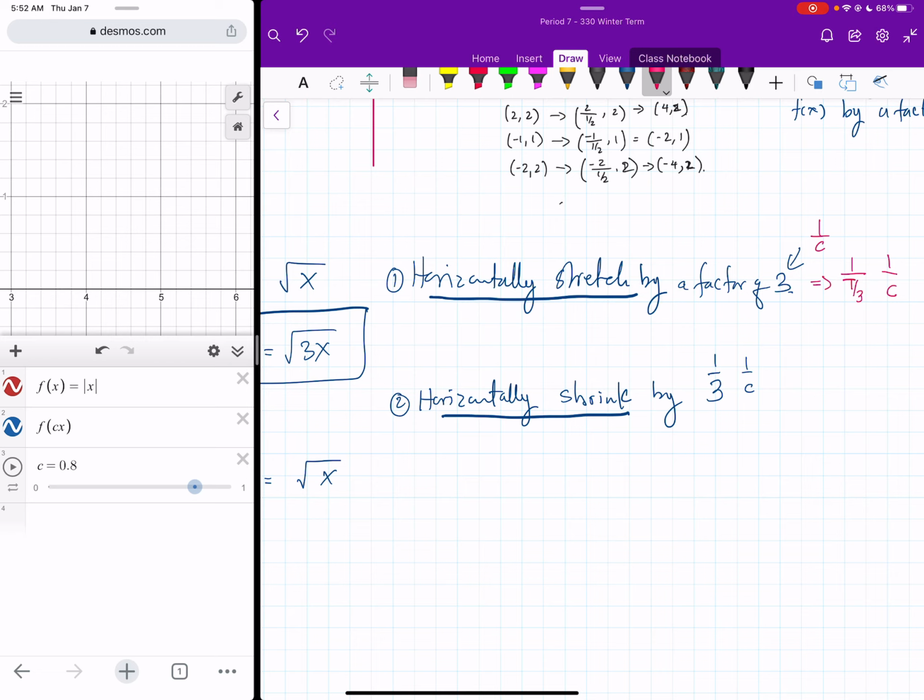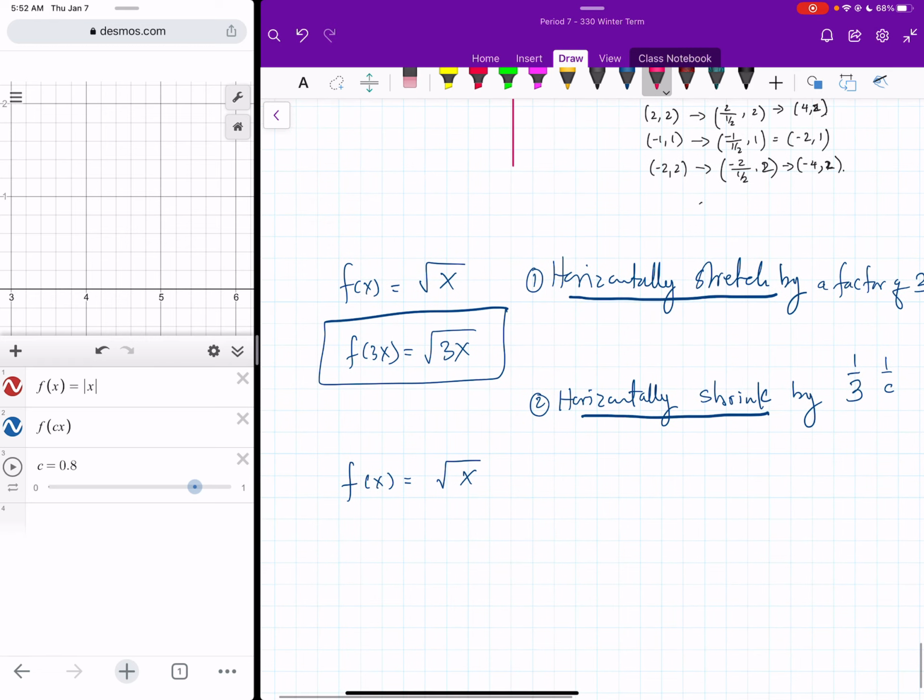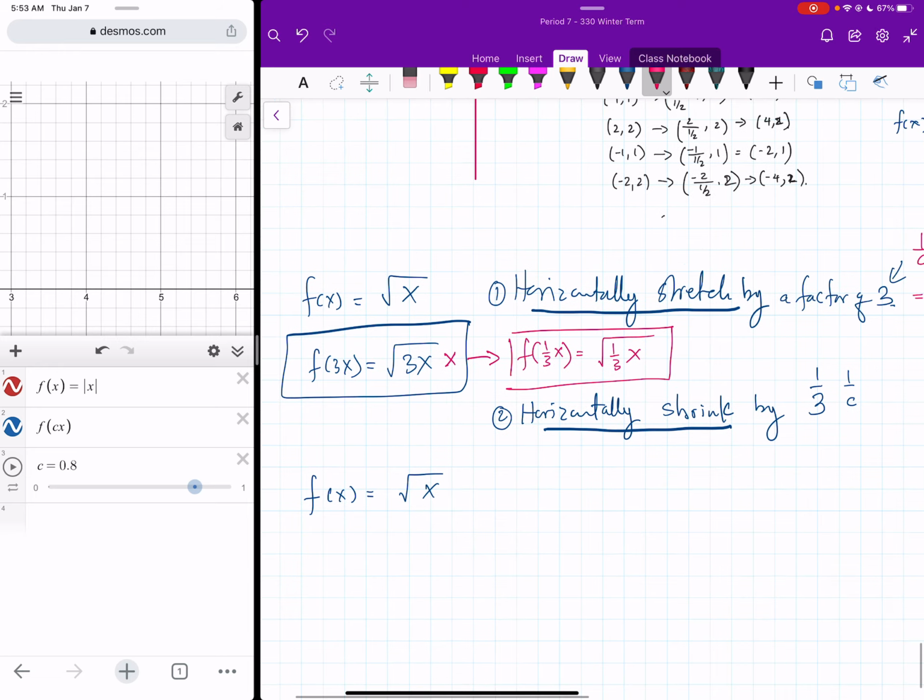So indeed, this is the 1 over C. The C is supposed to be a fraction. So by definition, this is wrong, and we need to write the right one, which is f of 1/3 x, which is equal to the square root of 1/3 x. And this will tell you that you need to stretch horizontally by a factor of 3.